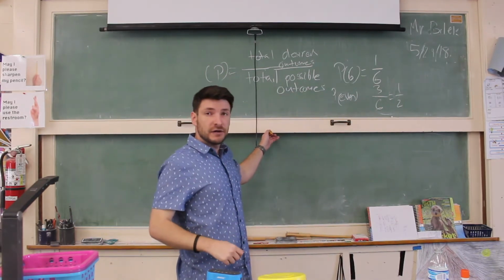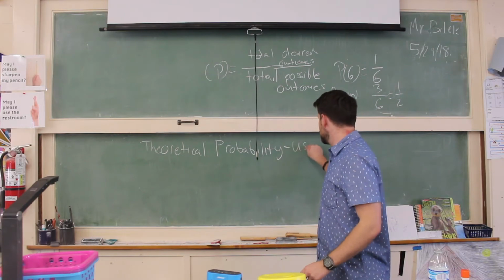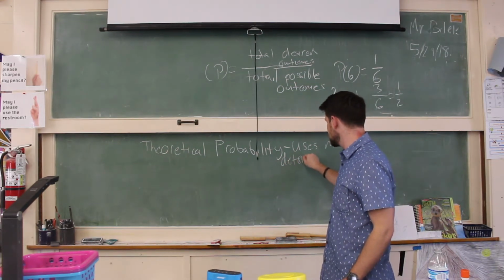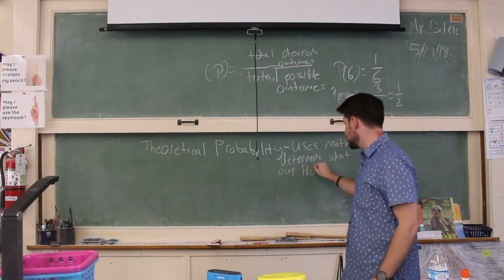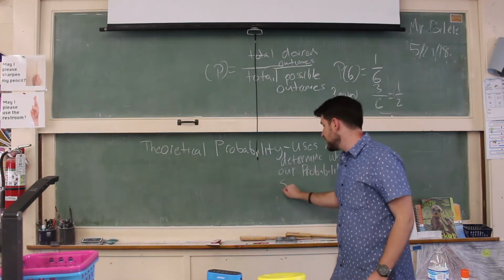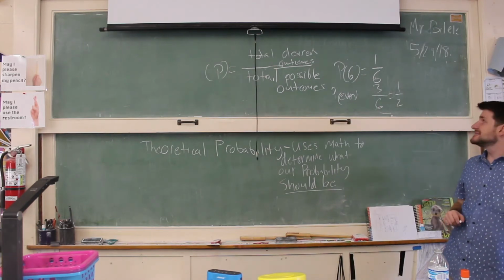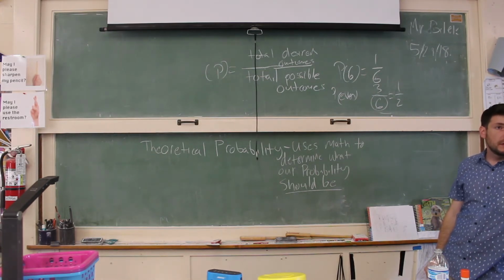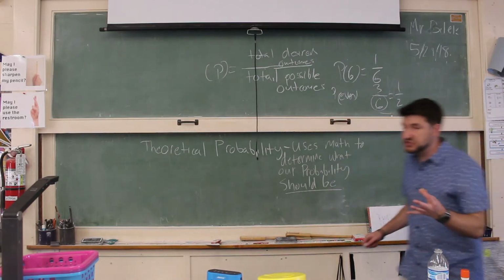This whole thing right here is called the theoretical probability. Let's write this down. Theoretical probability uses math to determine what our probability should be, meaning if I were to roll this die 6 times, 3 of those 6 times, I should end up with an even number. In theory, is that correct? Yeah. Is that what actually happens? No. It could be. But do we know for sure? No, we don't.